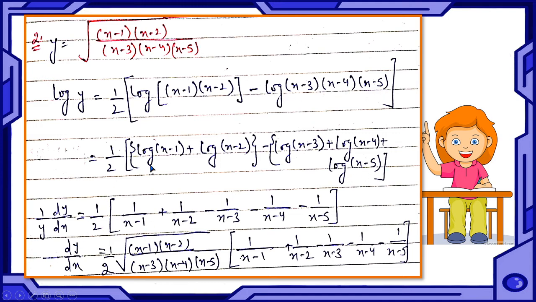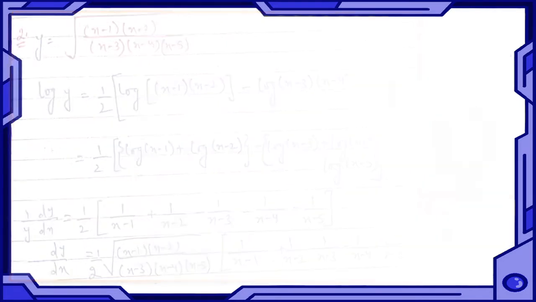Then take the derivative of log of this thing, 1 upon x minus 1. Derivative of x is 1. Same way we'll take the derivative for all the terms. Take y to the right side and put the value of y back, and this is the answer.